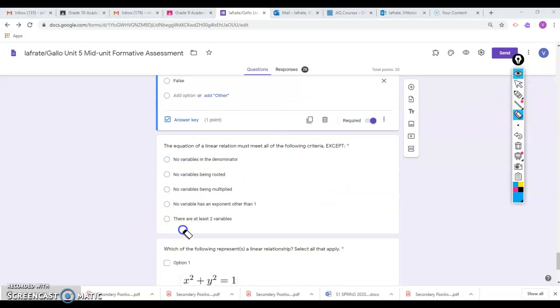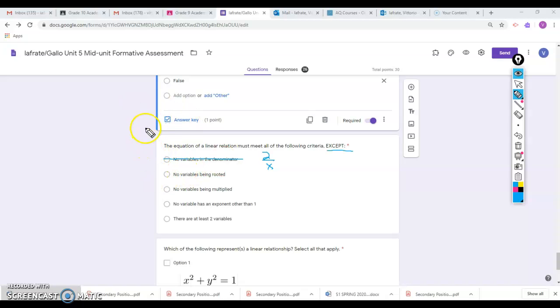Next question. The equation of a linear relation must meet all the following criteria, except. So which of the following is not one of the regulations or rules for something to be a linear relation? Well, let's take a look. So no variables in the denominator. Well, that's true. We don't want to have something like 2 over x. If you have that, then you don't have a linear relation. So that one's actually true. So we're not going to choose this. We're choosing which one is not true, which one is not one of the rules. Okay.